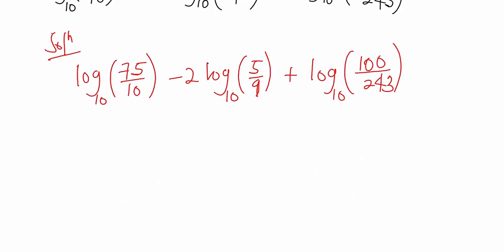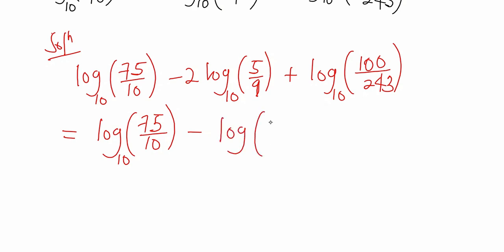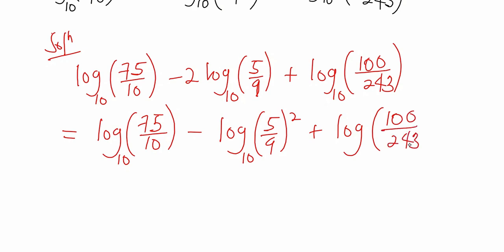Now with this, we can apply the laws of logarithm like we said earlier. Now we can see here 2 logarithm of 5 over 9, and this 2 can be written as an exponent to 5 over 9. So maintaining logarithm of 75 over 10 base 10, and then writing this as logarithm of 5 over 9 exponent 2 base 10, plus we maintain 100 over 243 base 10.